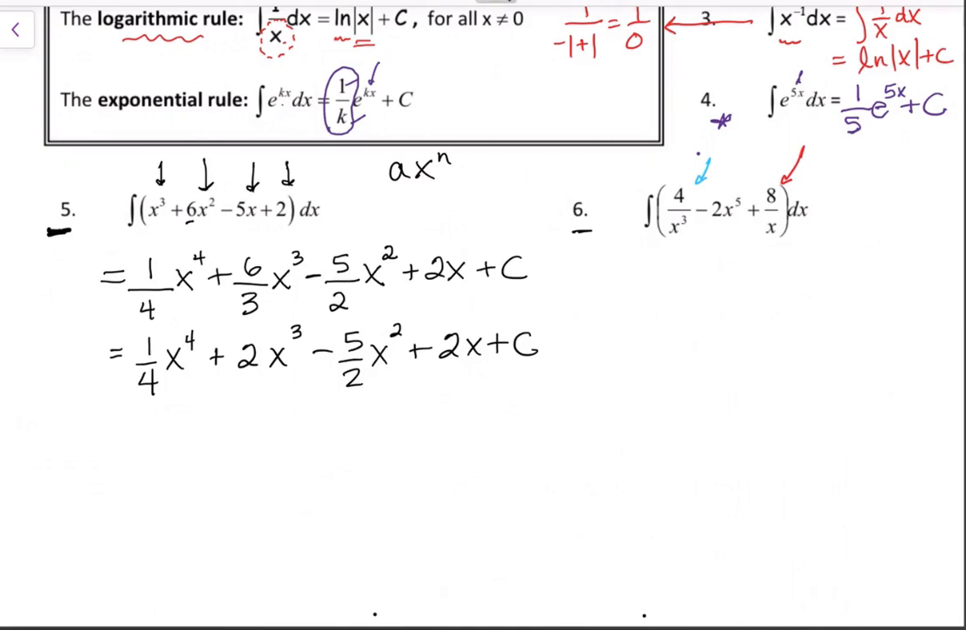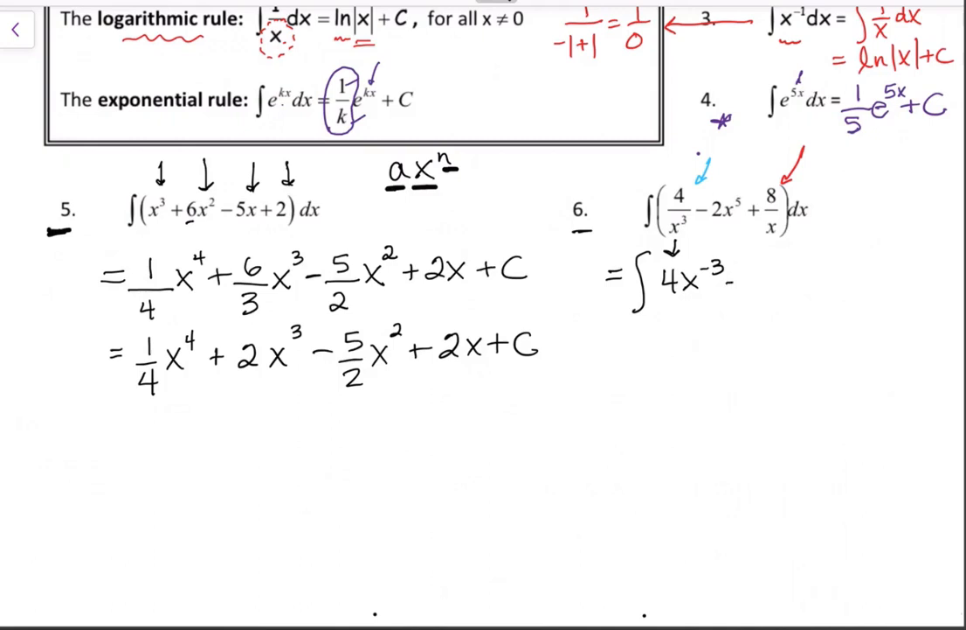So the first thing that I'm going to do is rewrite this. If I have one term that needs to be rewritten, I want to rewrite it all. Don't start integrating until every single term is ready to be integrated. So I'm going to rewrite that term as 4x to the -3rd. Because remember, I want coefficient, variable, power. So moving the x to the numerator next to the 4 changes the sign of that exponent.